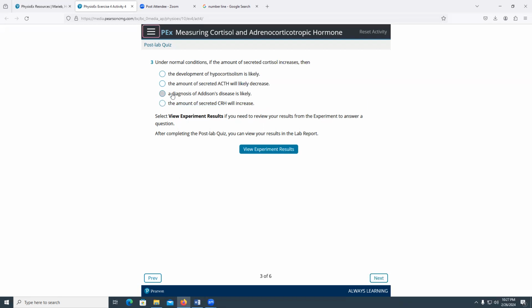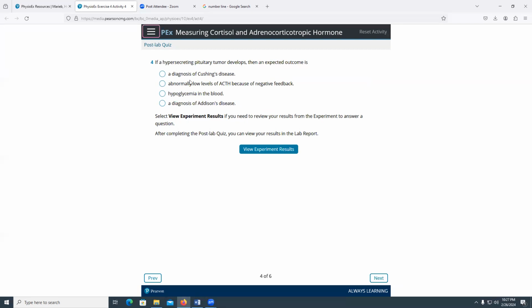Under normal conditions, if the amount of secreted cortisol increases, then we will have Cushing's disease, development of hypocortisolism. That's the opposite, hypercortisolism. Then the amount of secreted ACTH will likely decrease. That's true, because the product will negatively feedback. A condition known as Cushing, not Addison. The amount of secreted CRH will increase. That's not true. It will decrease because it will negatively feedback.